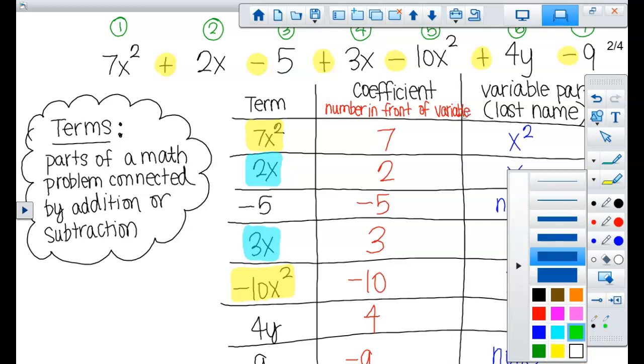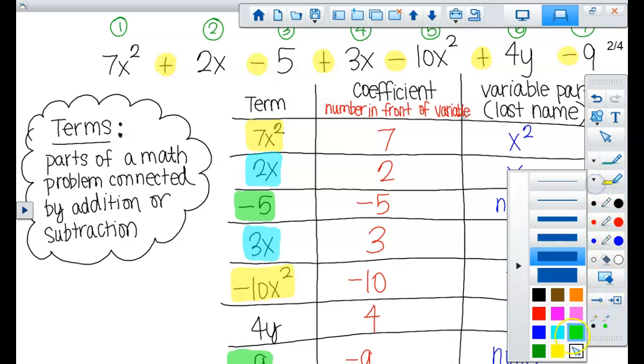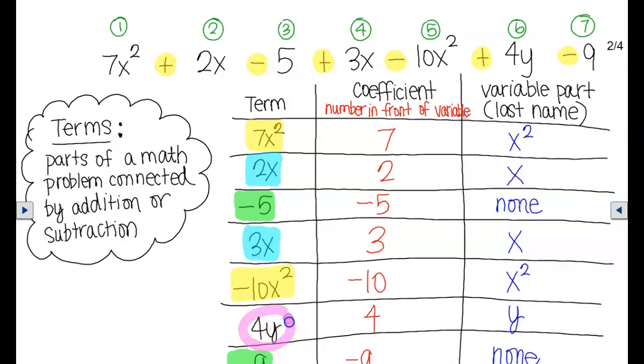Let's do negative 5. Now, what do we know about negative 5's last name? Well, what we know is he doesn't have one. So a like term for negative 5 is going to have that same characteristic. He's going to have no last name. So the term that matches negative 5 would be the negative 9. And then you'll notice that all that leaves us is this one lonely little term in our list, 4y. Nobody else is like him. He has a last name of y, and nobody else in this list did.